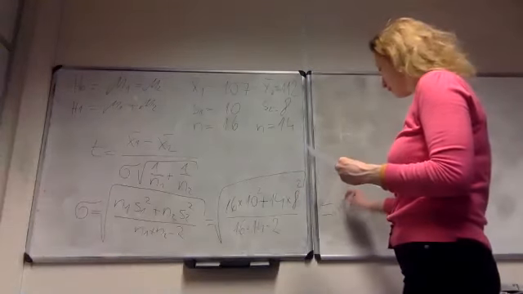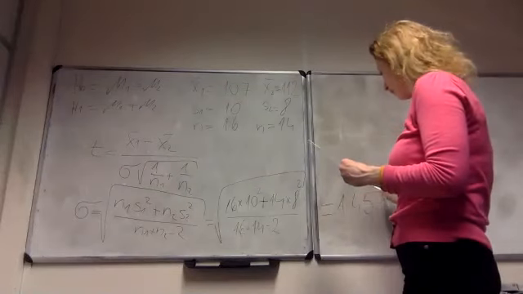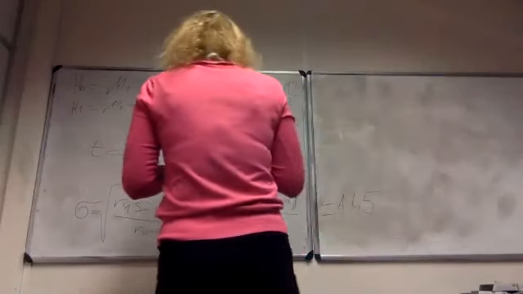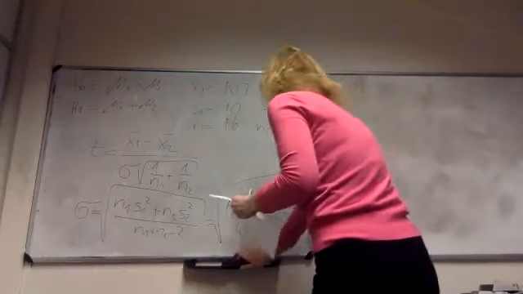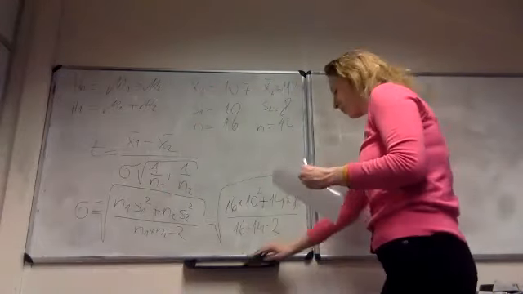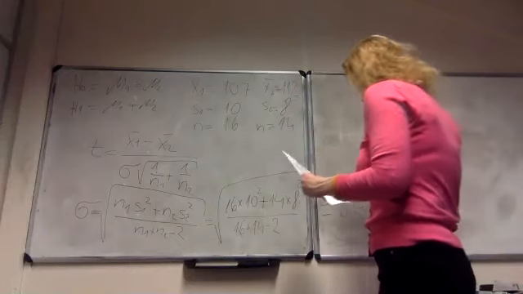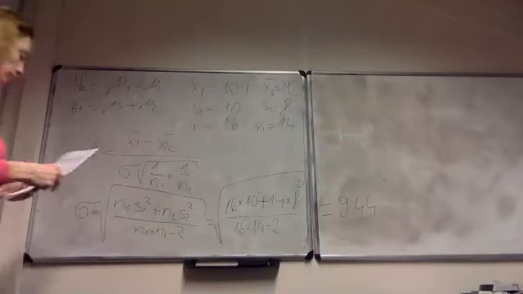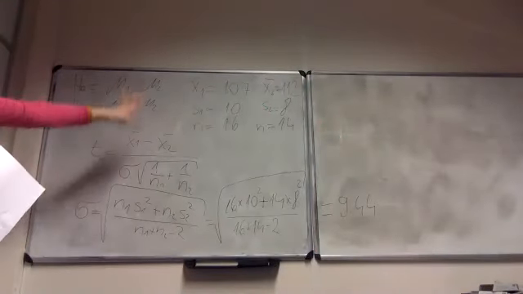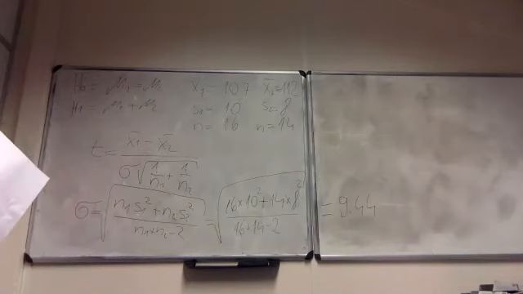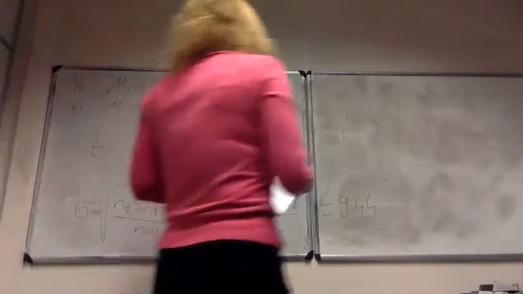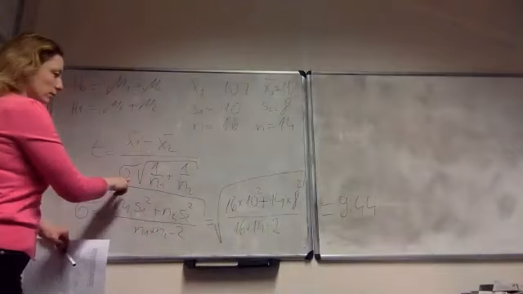And it gives us 1.45. No, it's not, sorry. It gives us 9.44. Okay, we just substitute the given values. It's quite easy. Right, so now we have the sigma, 9.44.